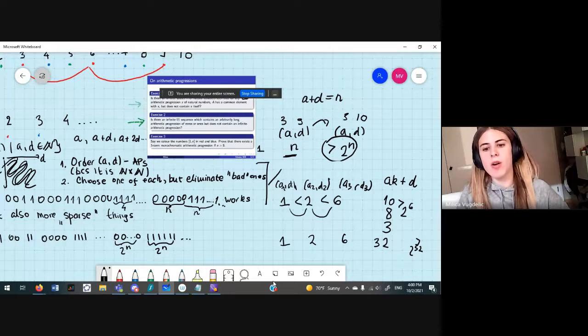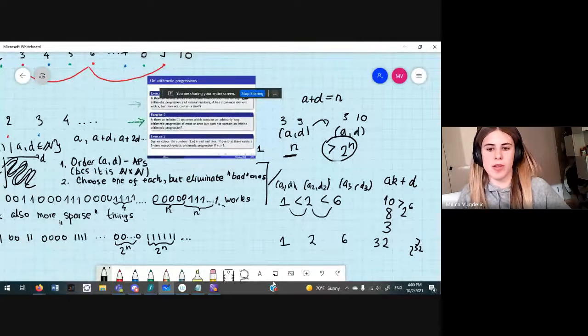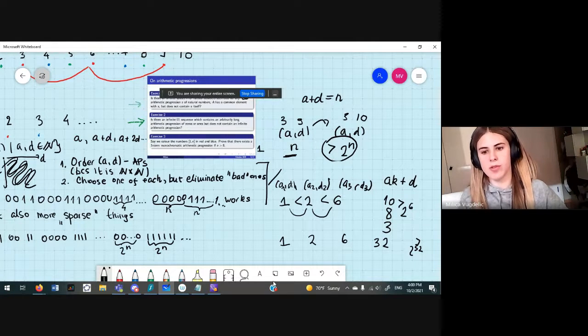How would you end up with an arithmetic progression? You wouldn't, because the differences, if you were to sum them, would grow exponentially, and you wouldn't be able to have them equal. Is that clear?